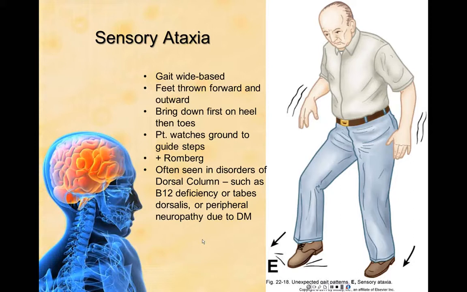Sensory ataxia. Their gait is wide-based. Their feet are thrown forward and outward. They bring down first on the heel and then on the toes. They watch the ground to guide their steps. They would have a positive Romberg. And it's often seen in disorders of the dorsal column such as B12 deficiencies or peripheral neuropathy due to diabetes.